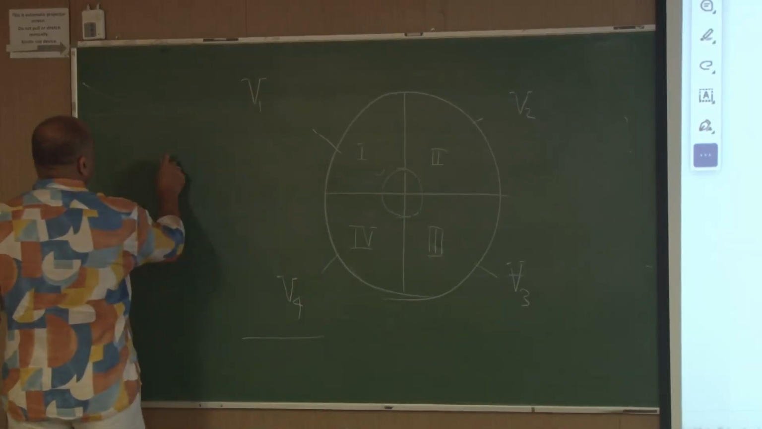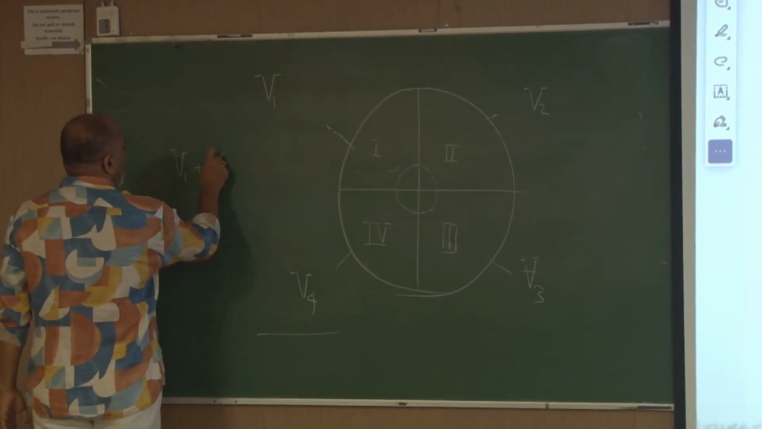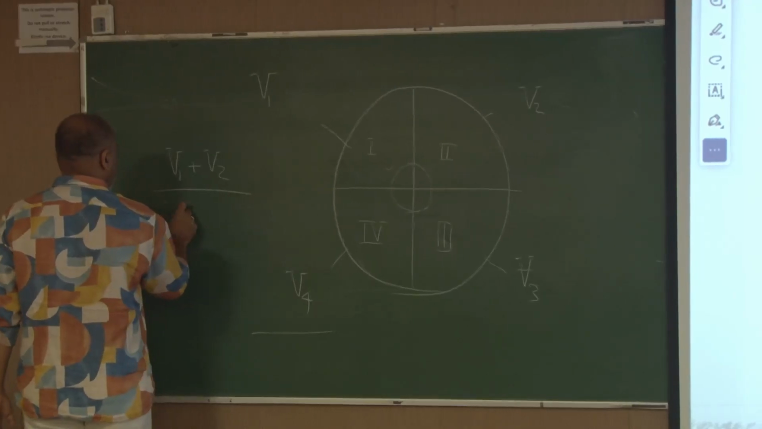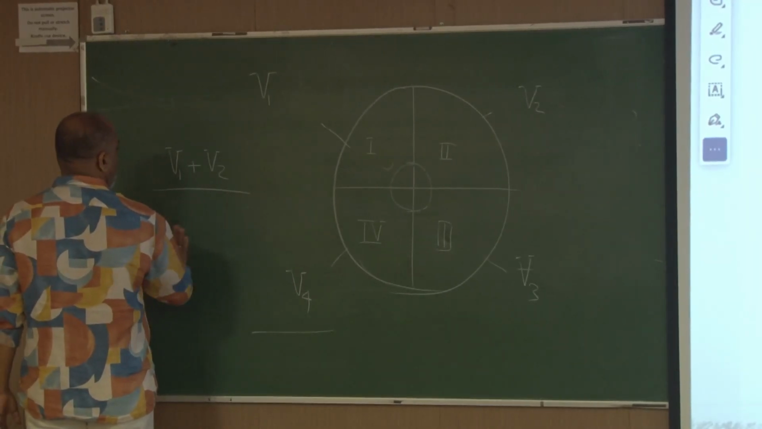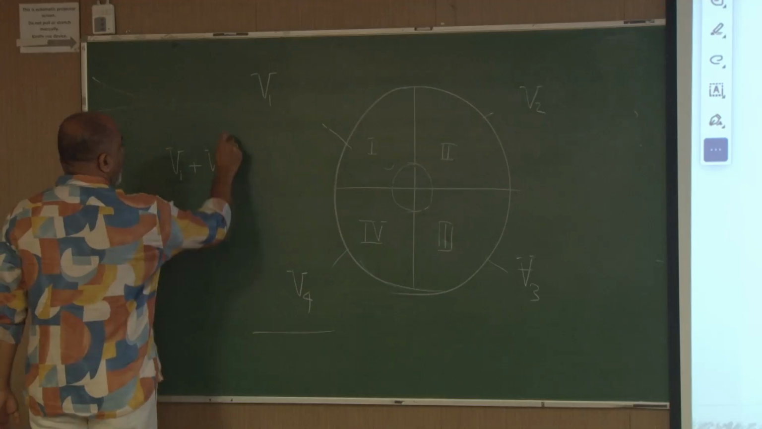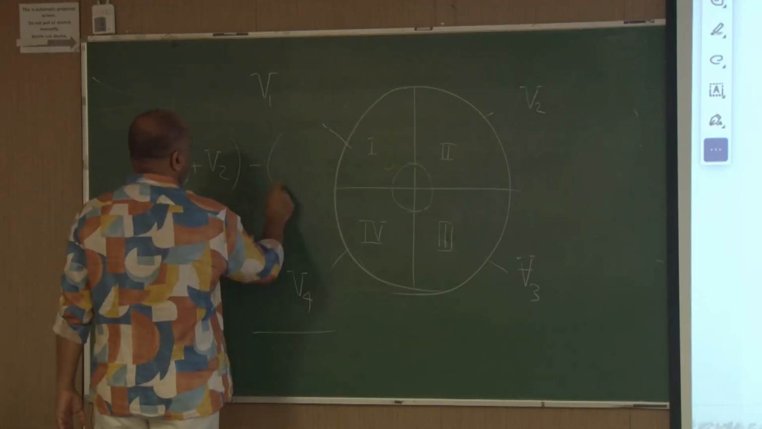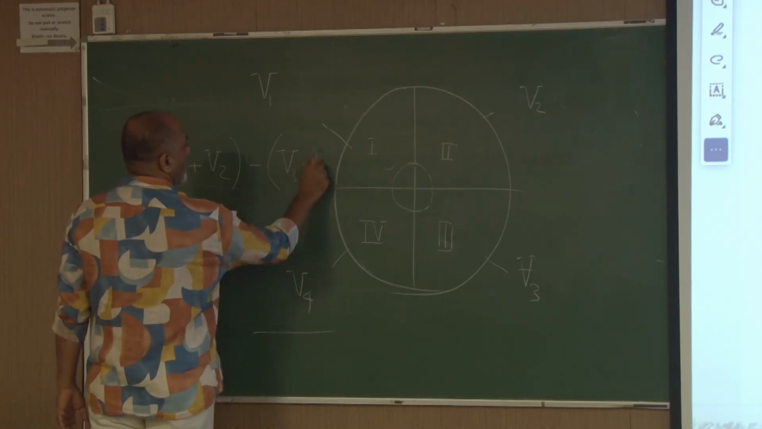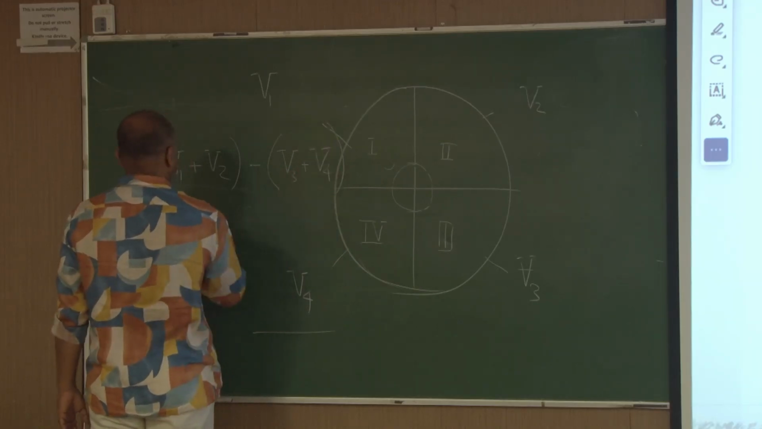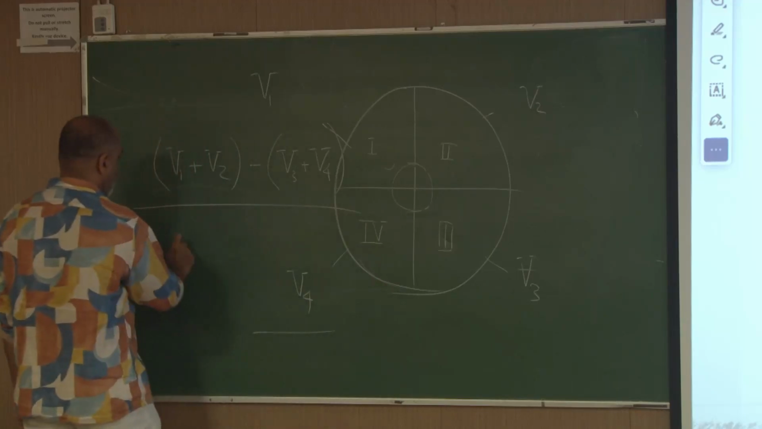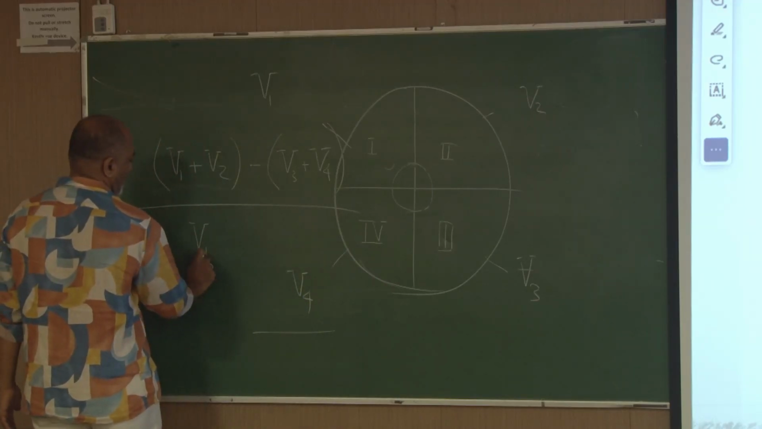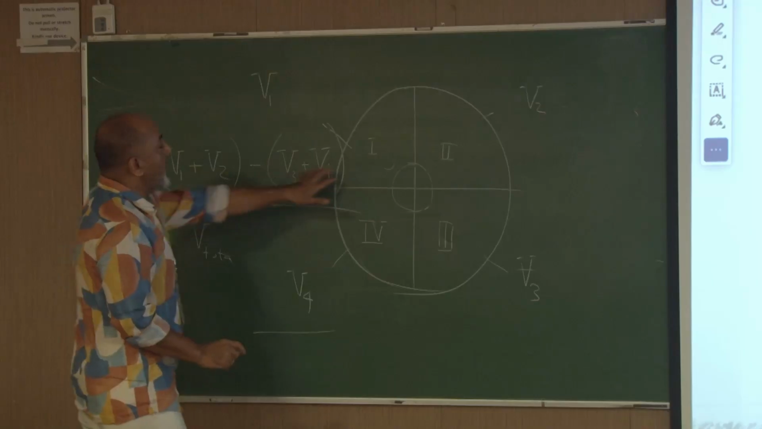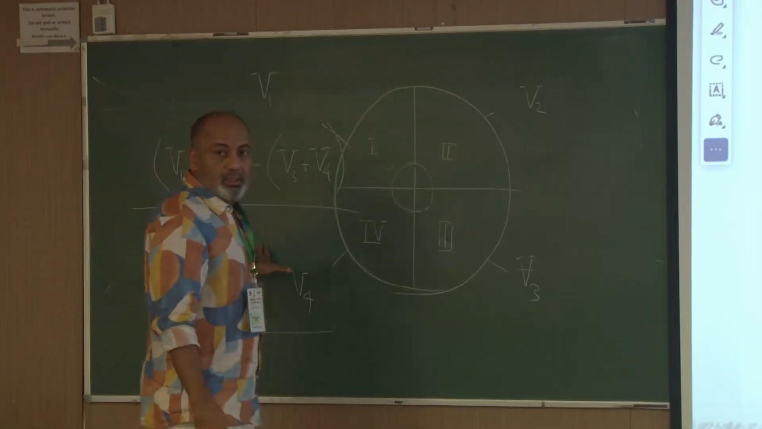So what is done? You add the top two, V1 plus V2, and subtract from it V3 plus V4. And to normalize, if you want to normalize it, you divide by the total. That means you add all of them together.